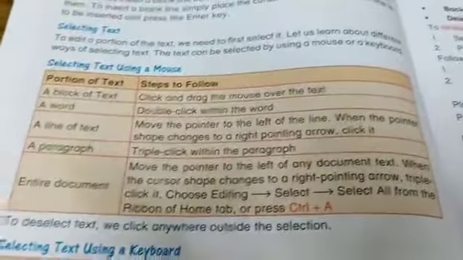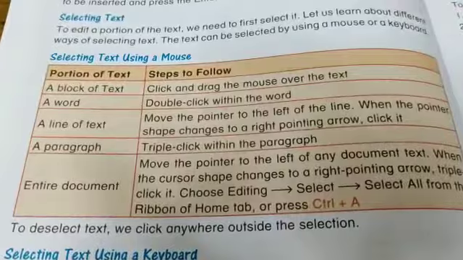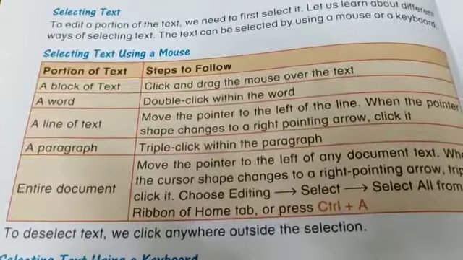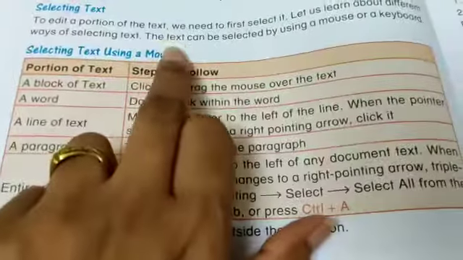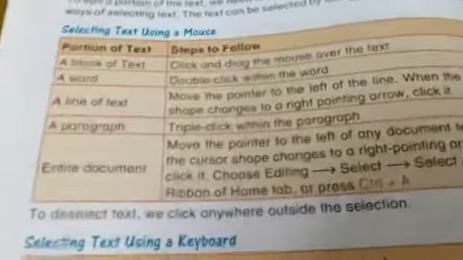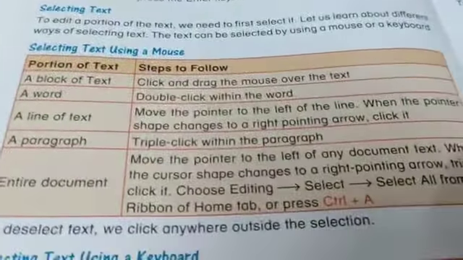Got it? So this is the first type of doing. Then if you want to select a word, what will you do? You will just double click on that particular word.